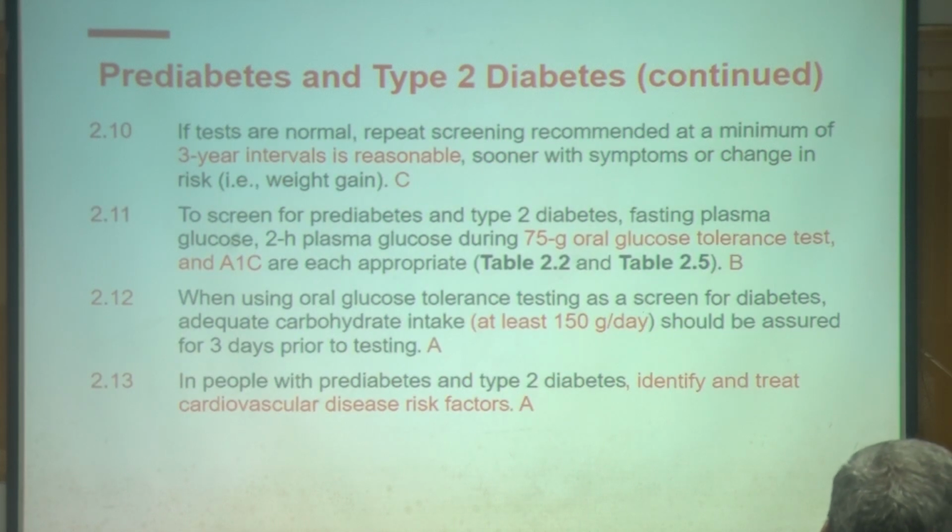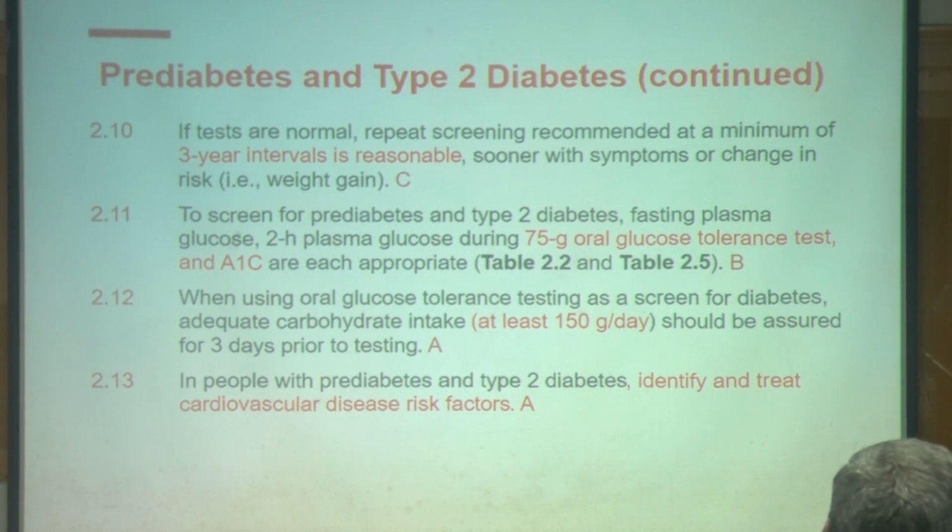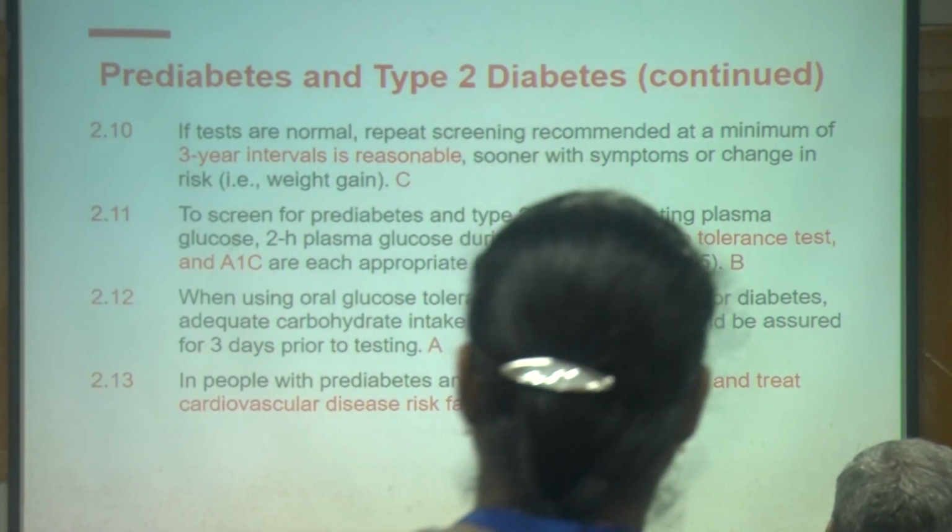And to screen for diabetes, the 75 gram oral glucose tolerance test is the test. Glucose anhydrous is not available, so we can use the normal glucose of 100 grams for a routine clinical OGTT. That is the thing. And that's what I told, 150 grams of carbohydrate in the previous 3 days is very important before doing GTT.